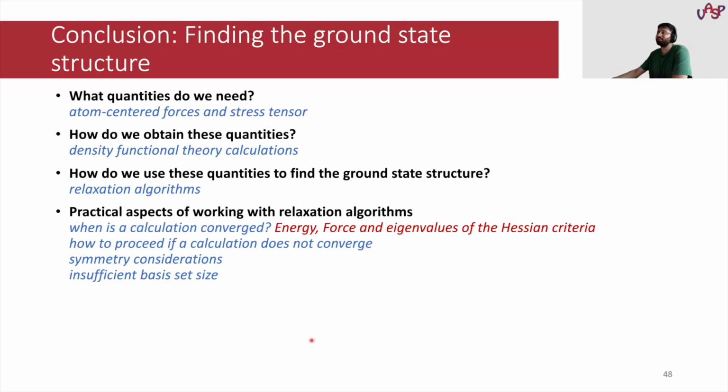So this brings us towards the end. What quantities do we need? We need the force and stress tensor. How do we get these quantities? DFT, VASP in particular, is great. Relaxation algorithms get us a long way from high energy structures to stable structures. Calculations, when converged, you could check through energies, forces, eigenvalues of the Hessian. We discussed a little bit how to proceed if a calculation does not converge, but this is trial and error. Our wiki is a great source of information for a lot of these things. Symmetry consideration is quite important, and insufficient basis size is also particularly important. And yes, I guess with that, I'm through. I hope you got a clear understanding of what forces and stresses are, and how they are used in structural relaxation. And with that, I'd like to close.